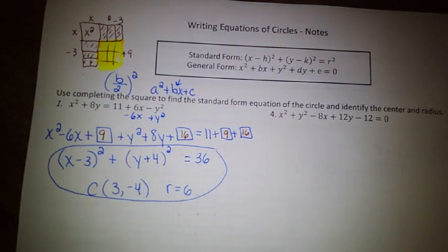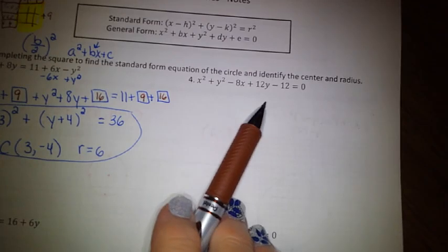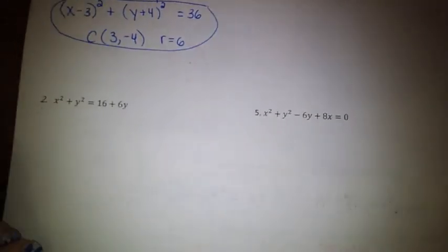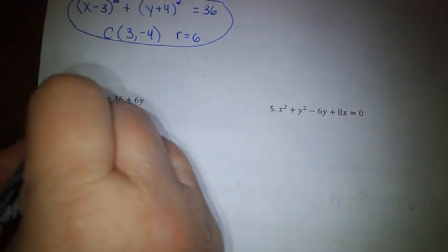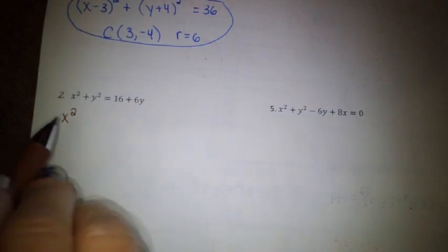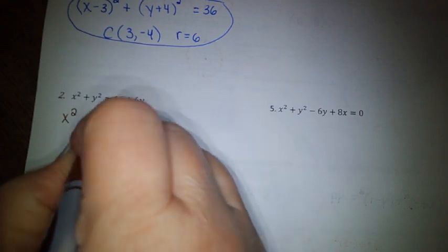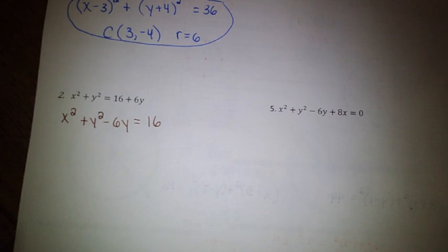Alright, let's do the same thing again. We'll practice this process. So again, I want to get my x's together, my y's together, and my constant to the other side. Let me go down to number 2 instead of number 4. On this one, I've got x squared. There are no other x terms, so x squared is by itself. Plus y squared. I'm going to subtract the 6y from both sides, and then I'll leave the 16 alone.